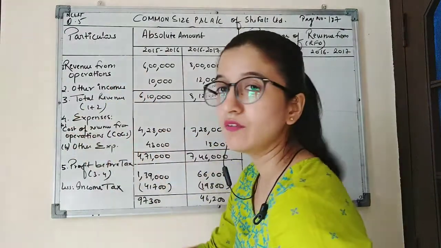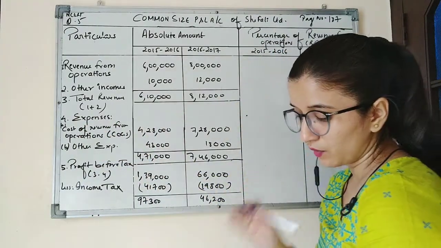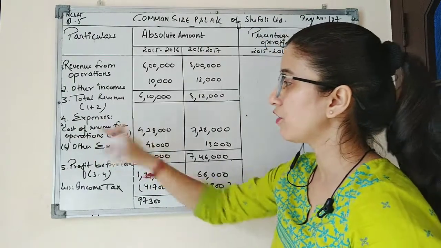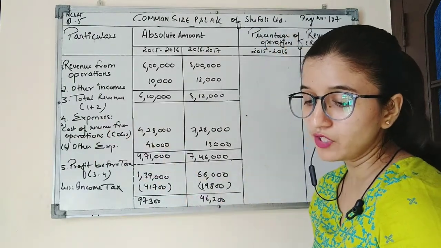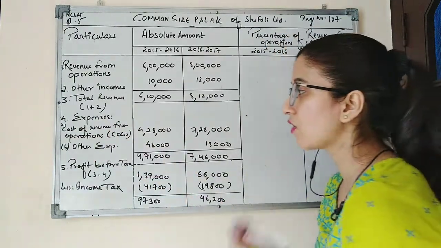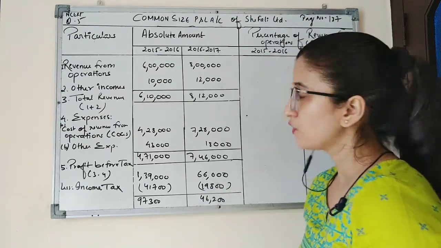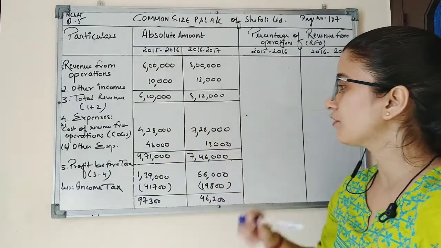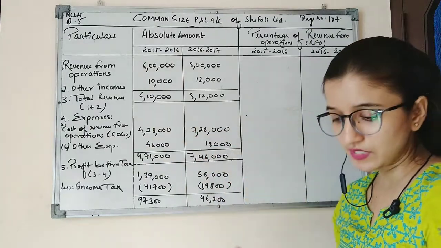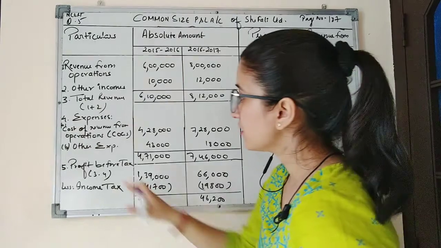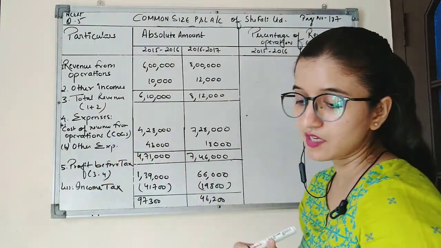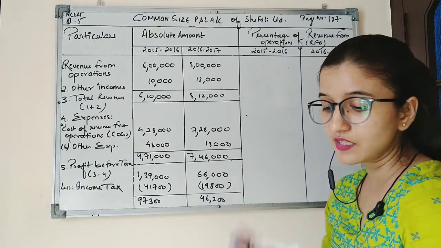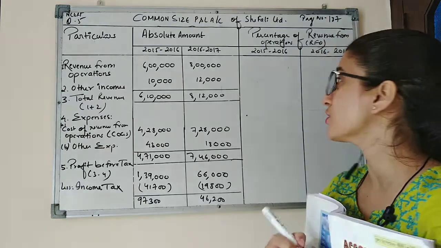Now, the fourth heading will be expenses. What expenses are given in the question? First is cost of revenue from operation, which is also known as cost of goods sold. The amount for the previous year is 4,28,000 and for the current year is 7,28,000. Next is other expenses. Other expenses is given in the question as indirect expenses, which is 25% of the gross profit.